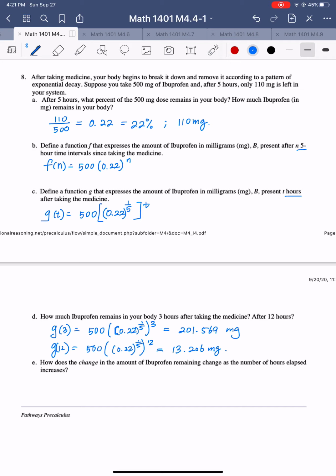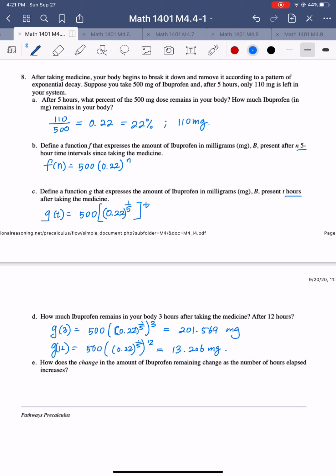So how does the change in the amount of ibuprofen remaining change as the number of hours elapsed increases? So as the number of hours after taking the medicine increases, the magnitude of decreases is less and less for the same changes in time, since we are decreasing by the same percentage of a smaller and smaller amount.